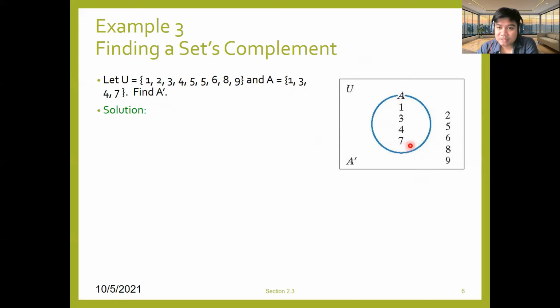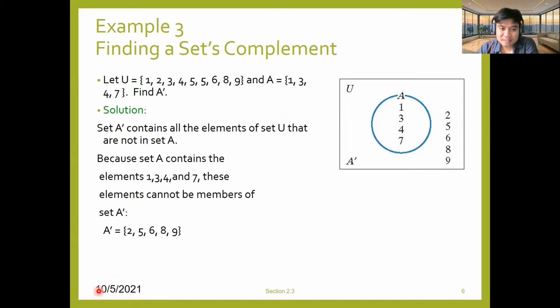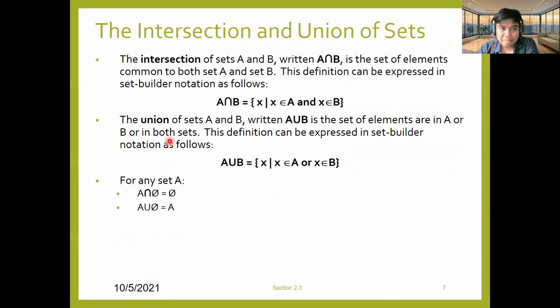So, we know naman na yung set A natin is itong 1, 3, 4, and 7. So, para makuha natin yung A complement, kukunin lang natin yung mga nasa labas ni A. So, ang mga nasa labas ni A are 2, 5, 6, and 8, and 9. So, yun yung ating magiging A prime. So, we have 2, 4, 6, 8, 9. So, yun. So, next, we have the intersection and union of sets.